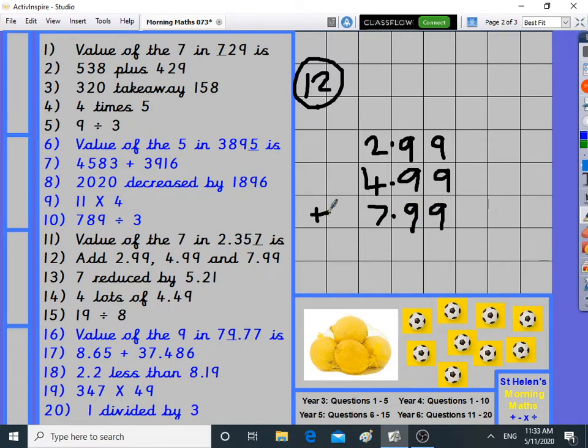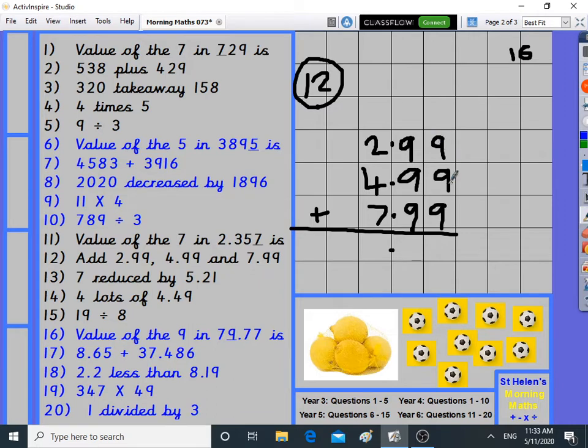I'll do a quick estimate first. This is nearly 3, this is nearly 5, and this is nearly 8. 3 plus 5 plus 8 is 16. So I think this should be something like 16, but probably a bit less, because each one is 1p less than the pound when I did my estimate.